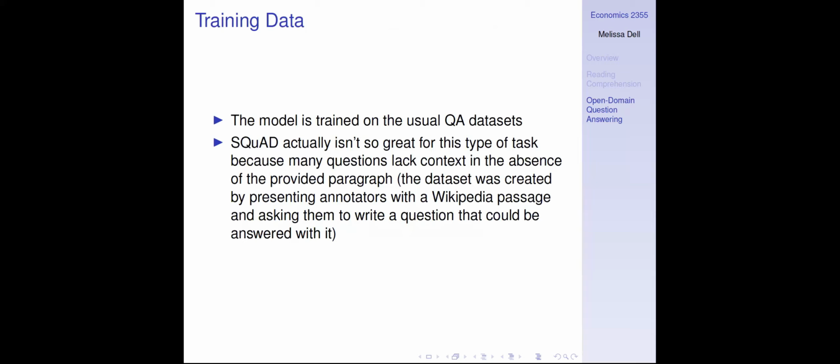And so the model is trained just on the usual question answering data sets. And one note is that SQuAD, which we saw, actually isn't so great for this type of task because many of its questions lack context in the absence of the provided paragraph. Remember that this data set was created by presenting annotators with a Wikipedia passage and asking them to write a question that could be answered with it. And because of the way it was constructed, sometimes the question is ambiguous or doesn't make sense if you don't have the passage in front of you. And so they actually don't use SQuAD, but they use the other benchmark QA data sets.